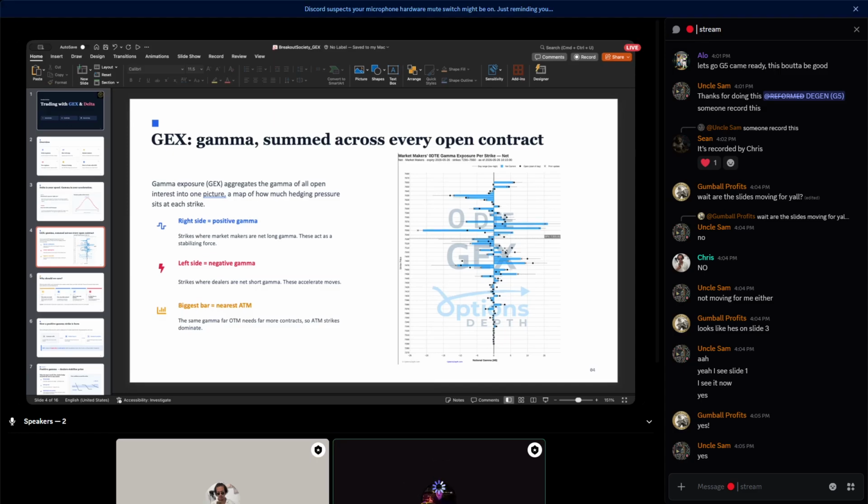Typically, the biggest aggregate gamma that you will see is at the money contracts. This is because the same gamma out of the money needs far more contracts for dealers to hedge against. So at the money strikes will typically dominate. I'll go a little bit more into depth on this since it has more to do with dealers. But from this chart, just take away the positive gamma, the negative gamma, the gaps, and understand that this is the dealer positioning here. I'll go into depth why we don't really care about customer position overall.